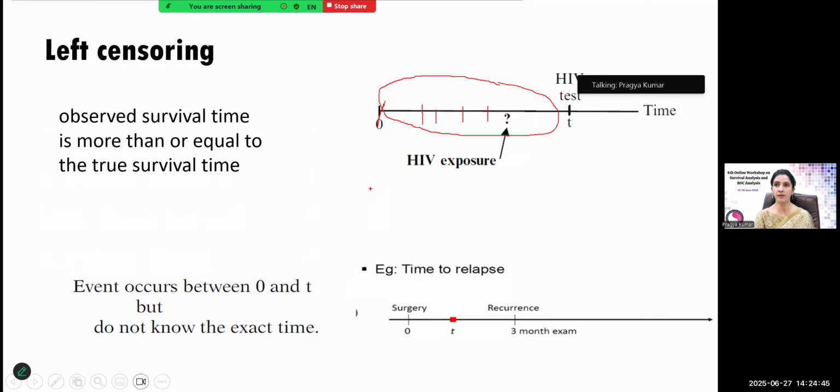Similarly, if you have done some surgery, let's say hernia surgery, and there is a recurrence. So there might be a case that you have done the surgery and you are seeing the recurrence. In that case, if that person comes to you at 3 months, then the recurrence may have happened before that. So the event has happened between 0 and T, but you don't know the exact time. This is known as left censoring.